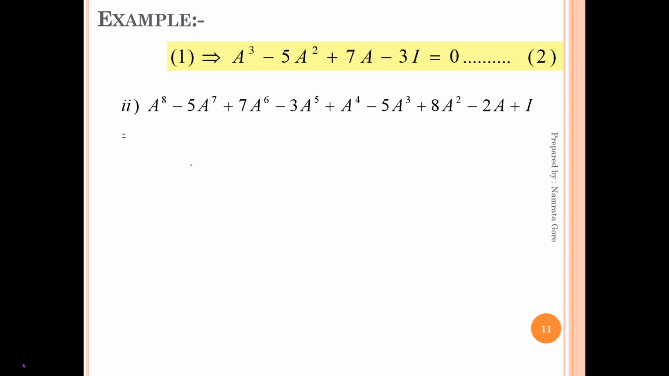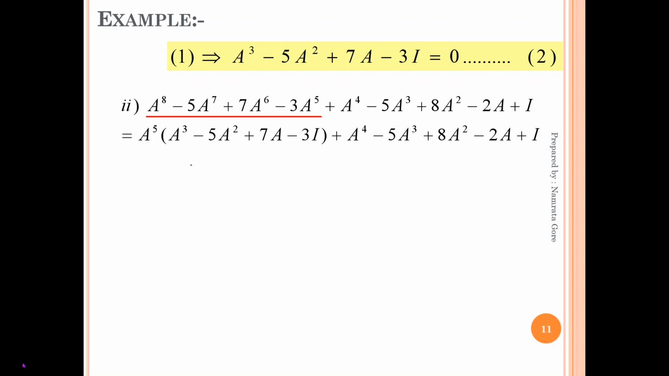Now for the other expression, again using the characteristic equation by Cayley-Hamilton theorem for the matrix A, we take the terms of A to the power 8 minus 5A to the power 7 plus 7A to the power 6 minus 3A to the power 5 together, and you can clearly observe that the coefficients are similar to that of equation 2, and hence we can have here A to the power 5 common. In bracket we have A cube minus 5A square plus 7A minus 3I. Remaining terms after A to the power 4 we write it as it is.